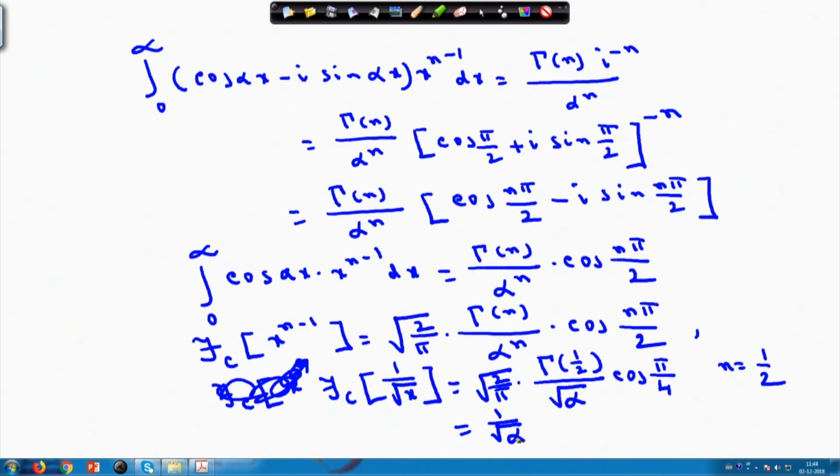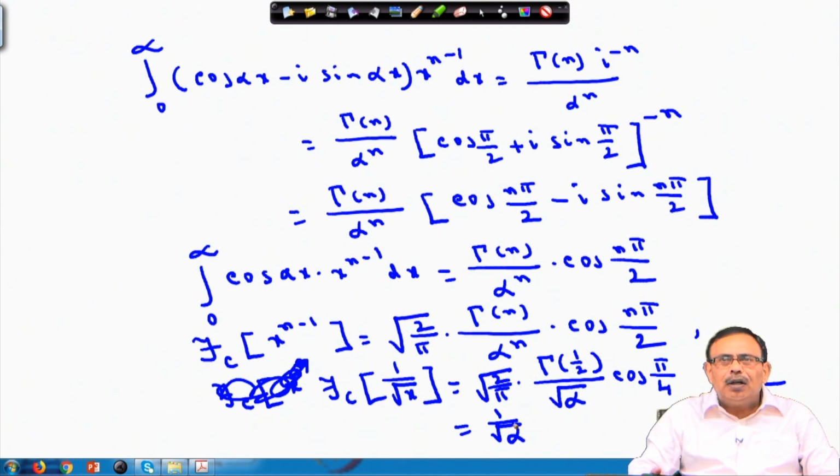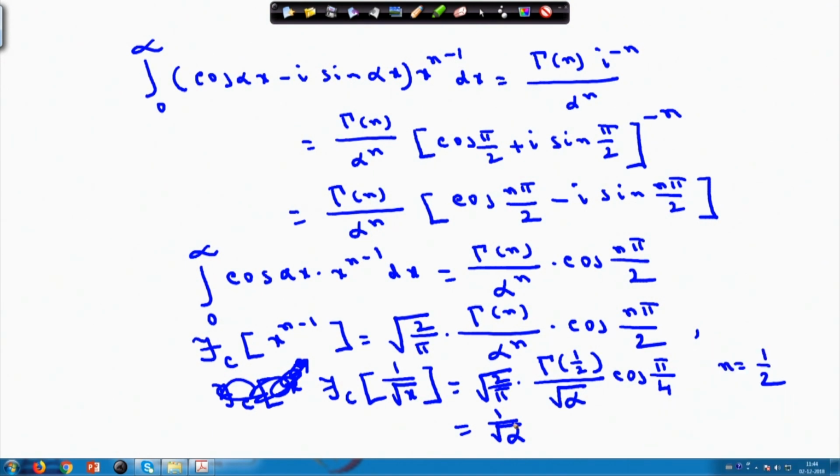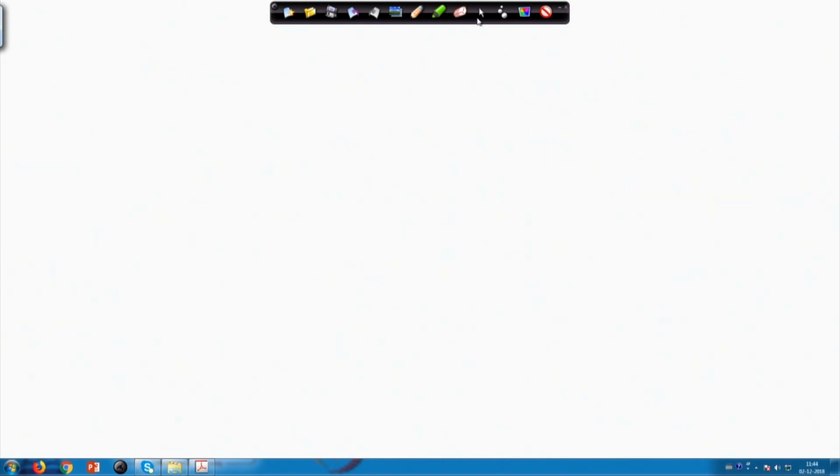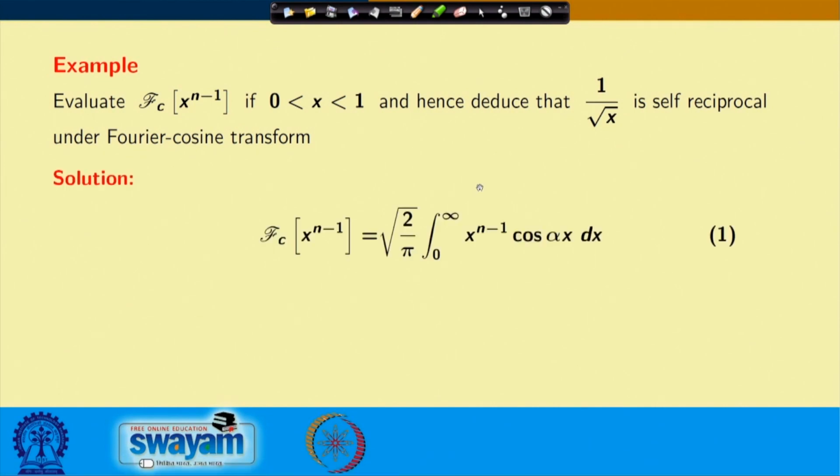and you will obtain the result as 1 by root alpha. So, you see here, the Fourier cosine transform of 1 by root x is nothing but equals 1 by root alpha. Therefore, the function 1 by root x is self reciprocal under Fourier cosine transform. Please note that whenever some integrals are given, using the known results, I can find out the solution, or I can find out the value of some other integral also. Let us see quickly here.